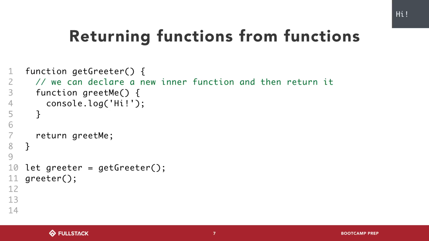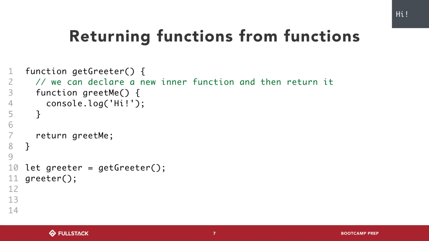Finally, this is something that's also very doable. It's literally the same thing as we did before, except now rather than defining the greet_me function outside of getGreeter, we define it inside getGreeter and we return it right away, right?